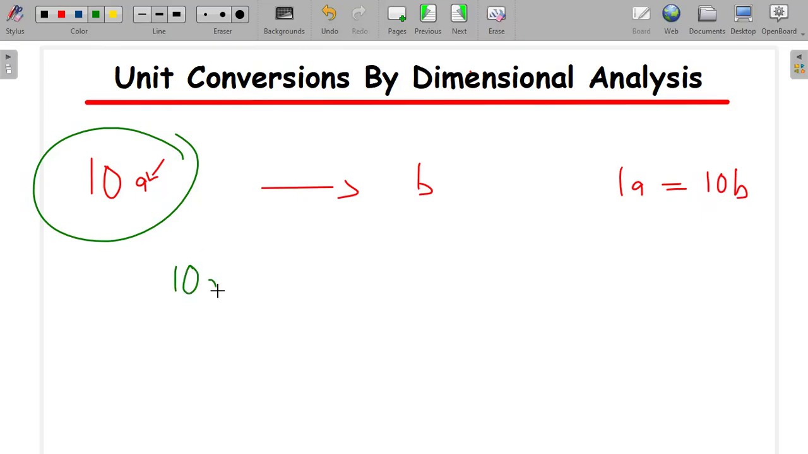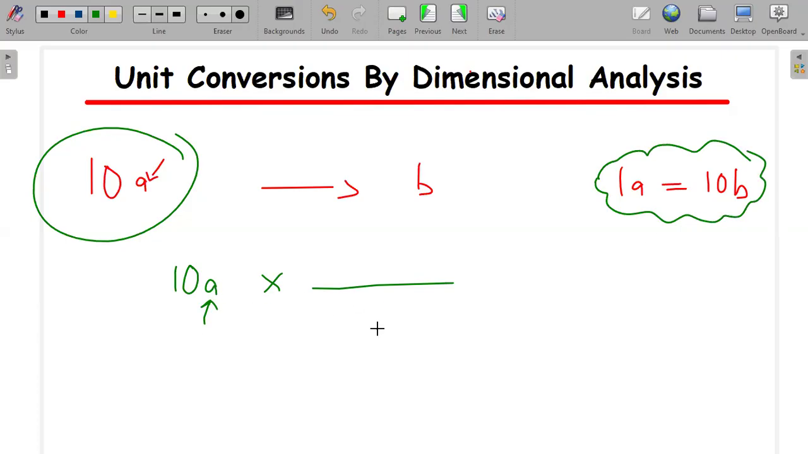What I'm going to do is write this measurement here, 10A, multiplied by, and then I'll draw a line. In my conversion factor, the thing that has the same unit as the A should go in the denominator so that it cancels out. So this conversion factor is going to be 1A equivalent to 10B. This will mean that when I multiply 10A by 10B, what do I get? I get 100 AB.